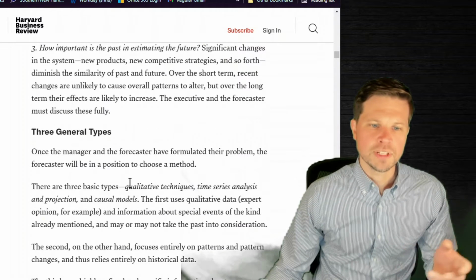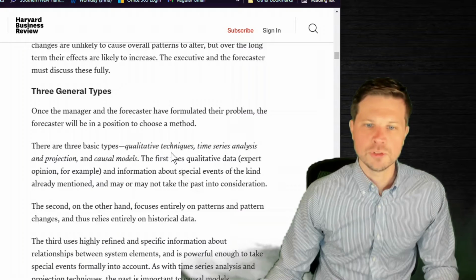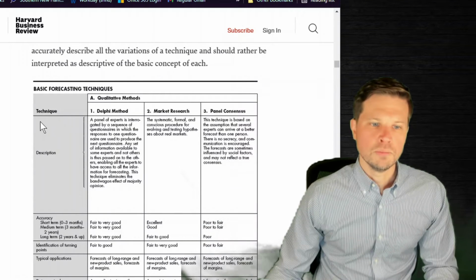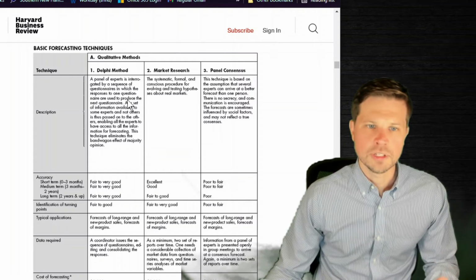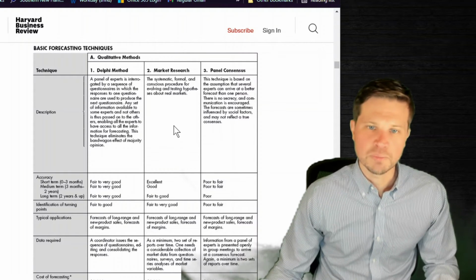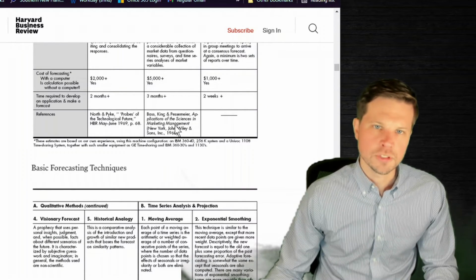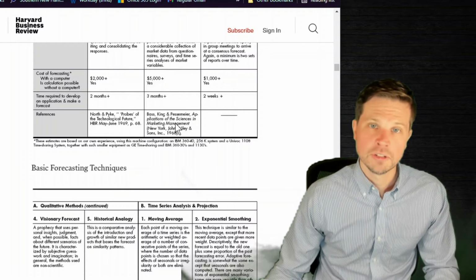And so it talks about the 3 types of prospective analysis: qualitative, using qualitative techniques, time series analysis and projection, and then causal models. So basic forecasting is covered in this first table. It covers the qualitative method, the Delphi method, market research, and then just getting panel consensus to come up with it. Like in an organization, panel consensus would be just talking with various department heads to help project the expenses related to those business units or revenue.